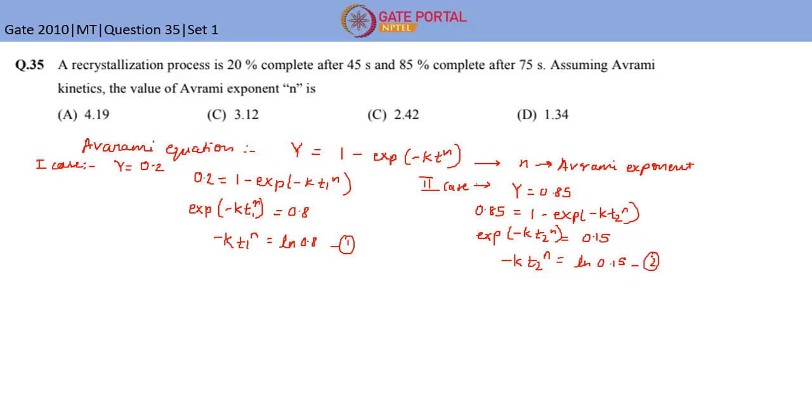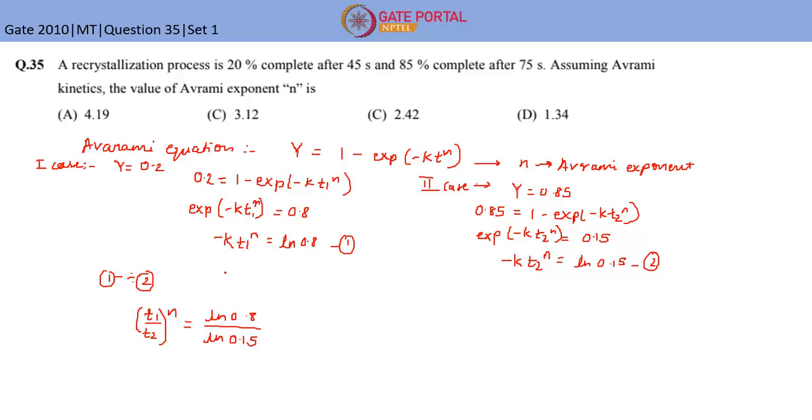Now we have two equations, equation 1 and equation 2, for both the cases. Now let's divide equation 1 by equation number 2. So minus k will get cancelled. So it comes out to be T1 by T2 raised to power n is equal to ln of 0.8 by ln of 0.15. Okay, so we know T1, we know T2.